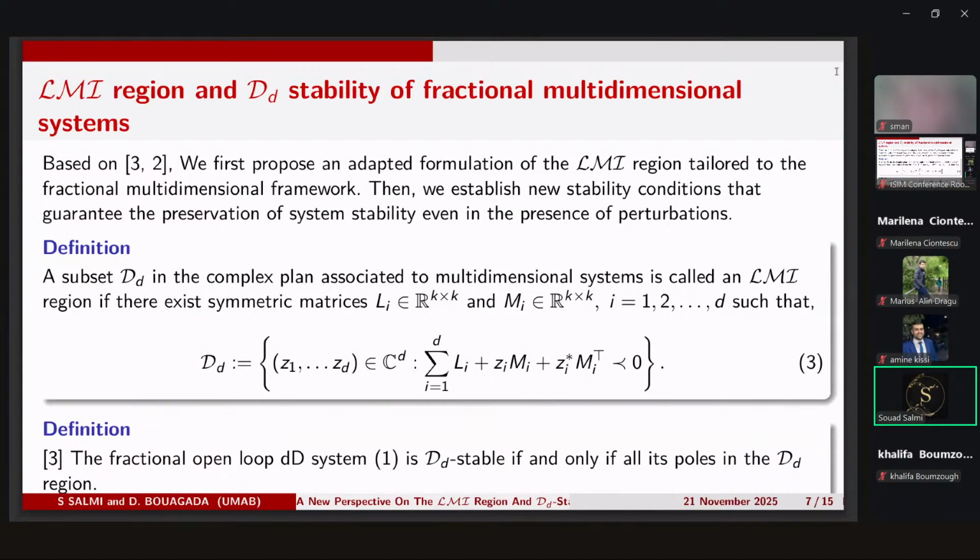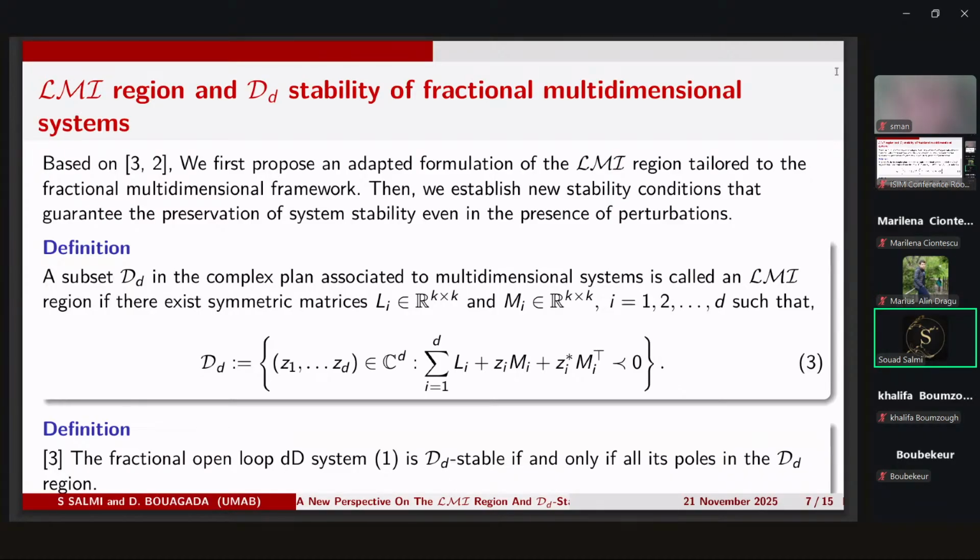We now arrive at our contribution, a new framework for guaranteeing robust stability using LMI region for fractional multidimensional systems. Our main results provide tractable conditions to ensure the system remains stable within a desired region of the complex plane, even when subject to perturbation.